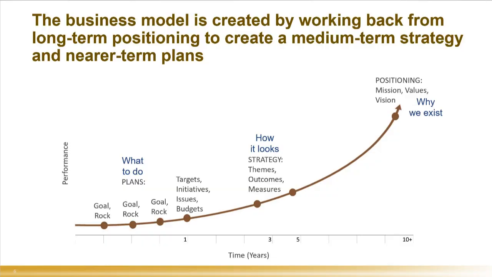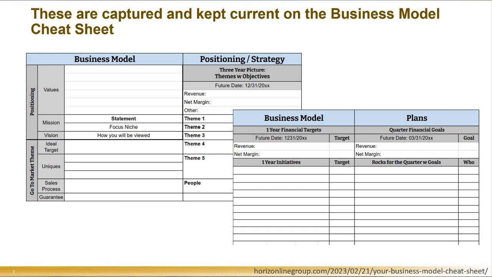Strategy elements give a clearer picture of how success looks towards reaching the positioning at some time frame that can be reasonably imagined, usually within the next 2 to 5 years. Themes with associated outcomes and measures set destination statements that describe the business from a variety of perspectives at some future date. Plans then dictate what you will do in the next quarter and year to make progress in delivering the strategy and ultimately the vision. Business model elements are documented and kept current for all to reference on the business model cheat sheet. We'll work on this and reference it regularly throughout these modules.